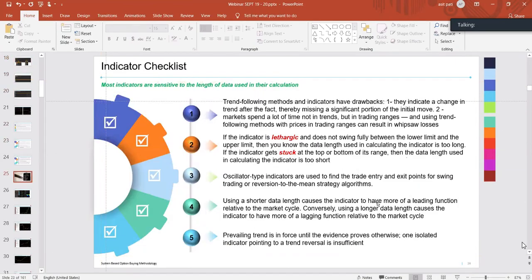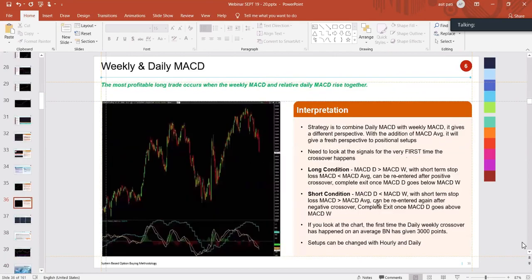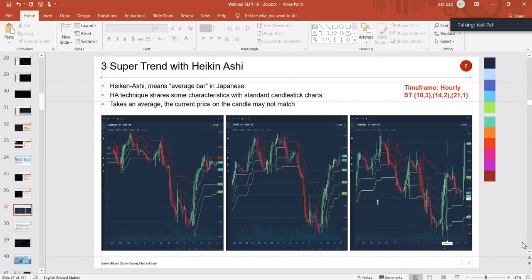Let me just take you to the slide. So this is on an hourly basis. You can do it in 30 minutes, 15 minutes kind of thing for intraday. The time frames that you're looking at are 10-3, 14-2.